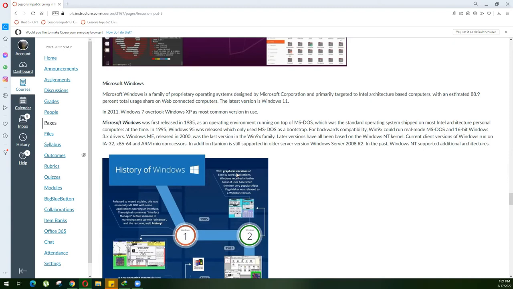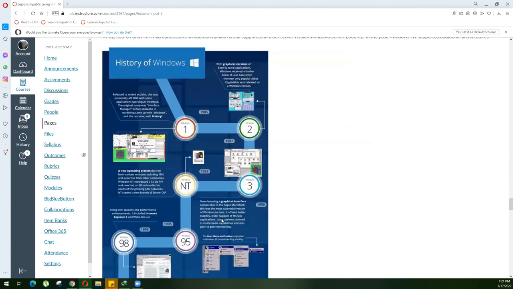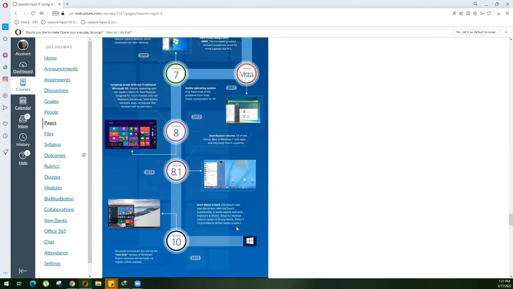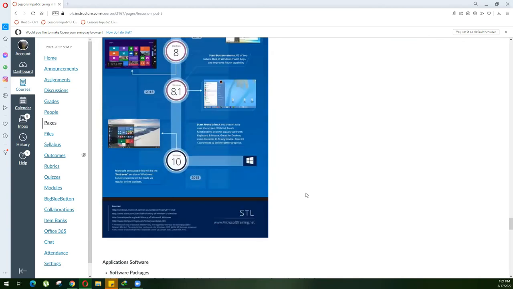Current client versions of Windows run on IA32, x86-64 and ARM microprocessors. In addition, Itanium is still supported in the older server version, Windows Server 2008 R2. In the past, Windows NT supported additional architectures. So you have here the timeline or the history of Windows up until Windows 10.